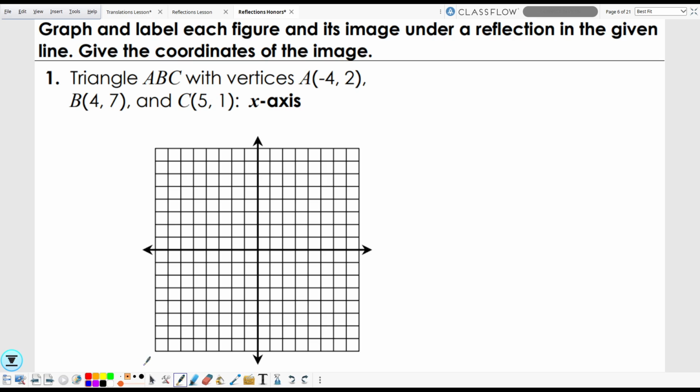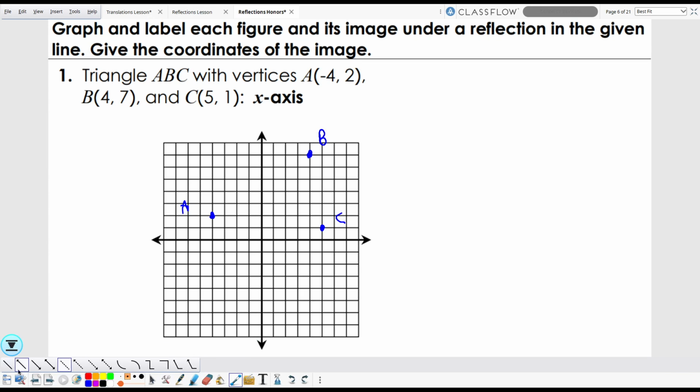Got a triangle ABC. So let's graph this triangle. A is (-4, 2). B is (4, 7). And then C is (5, 1). So that's A, B, and C. Let's connect those vertices, and we got our nice triangle.